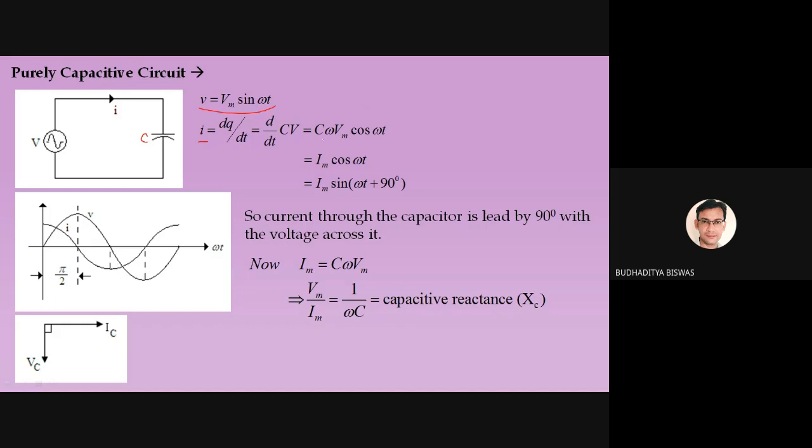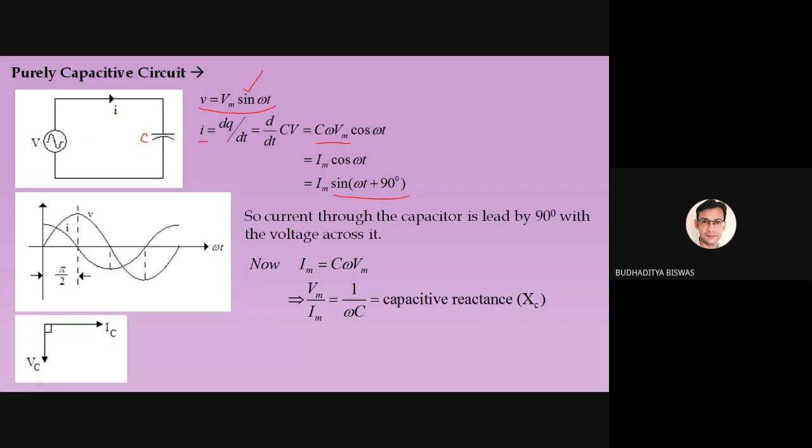Now this one, C omega Vm cos omega t, we call Im equal to C omega Vm, and we write the cos omega t in terms of sin omega t plus 90 degrees. Why are we writing this? Because we know that in case of a pure sinusoidal waveform, the expression is denoted by a sine term. So if a cos term comes, we need to write it as sine with plus 90 degrees.